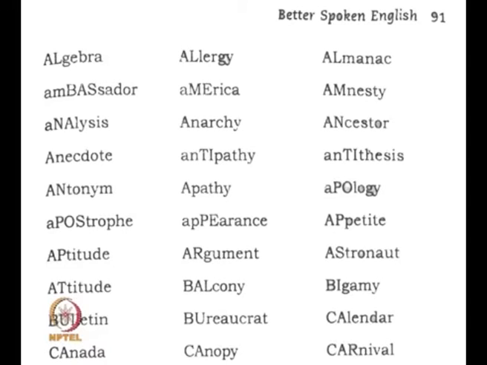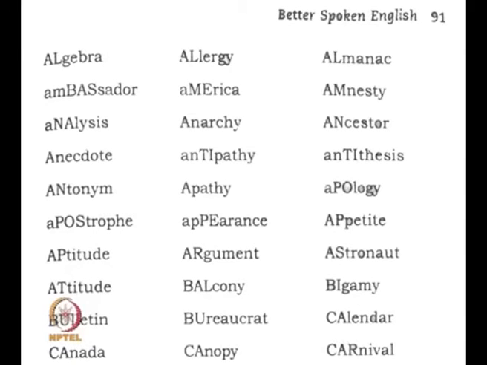Ancestor. Ancestor. Anecdote. Anecdote. Is it pre-final? Count which syllable is pre-final. So it will be? Anecdote. Anecdote. Go on. Antipathy. Antipathy. Antithesis. Antithesis. Antonym. Antonym. Apathy. Apathy. Apology. Apology. Apostrophe. Apostrophe.